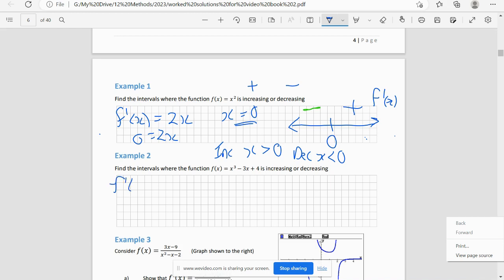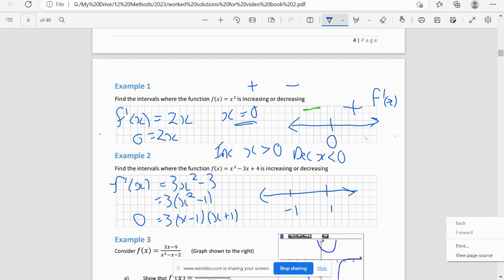So what we're going to do is find f'(x). What we've got is 3x squared take 3. You can factorize that quickly. We've got 3 times x squared take 1. It's the difference of 2 squares, so it's x take 1, x plus 1. What we're doing is finding out when that's equal to 0. And hopefully you guys can see that that is actually going to be when x is 1 and -1.